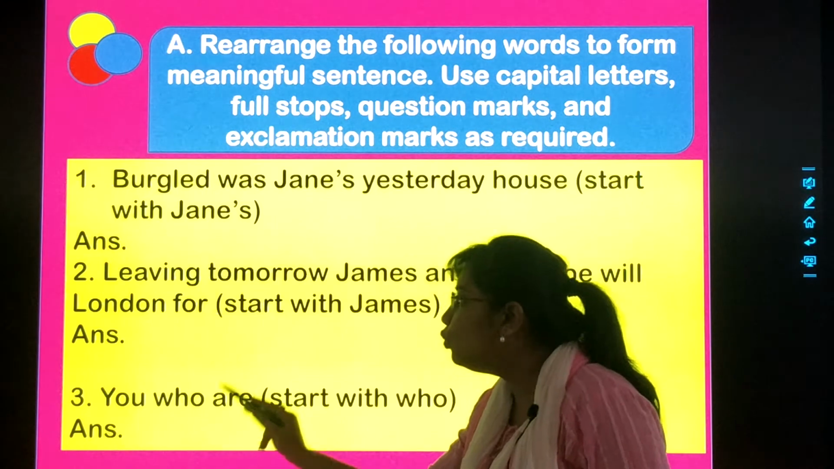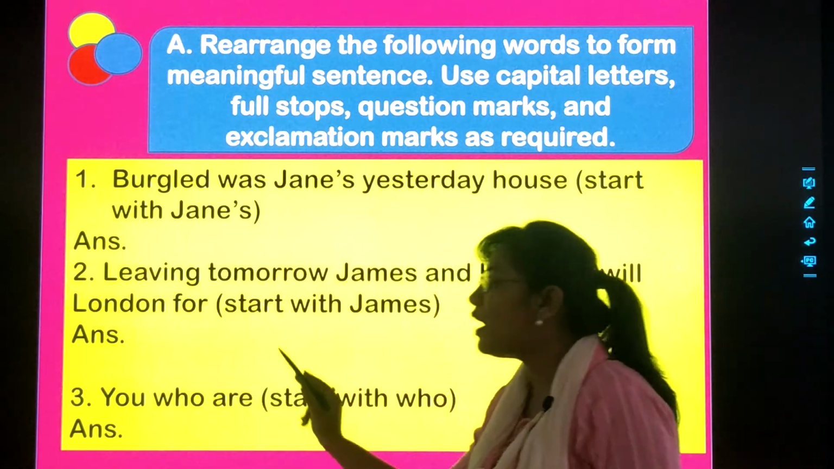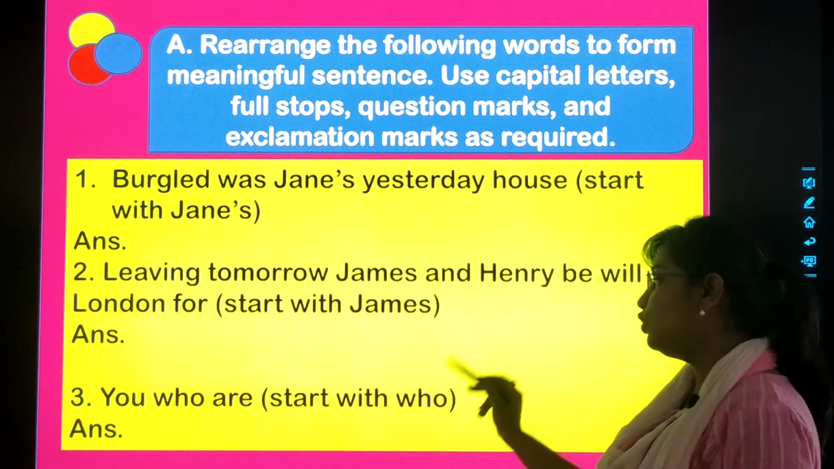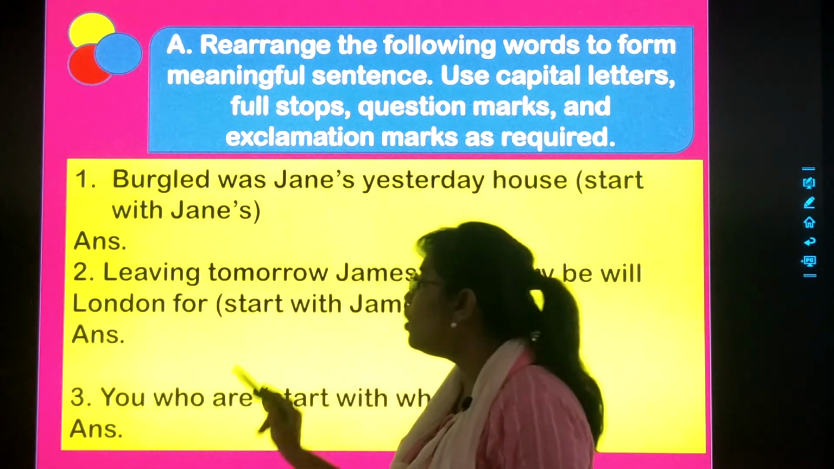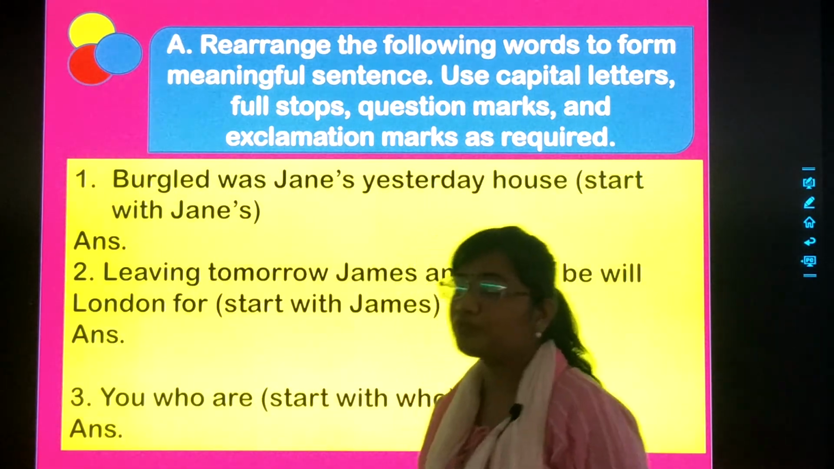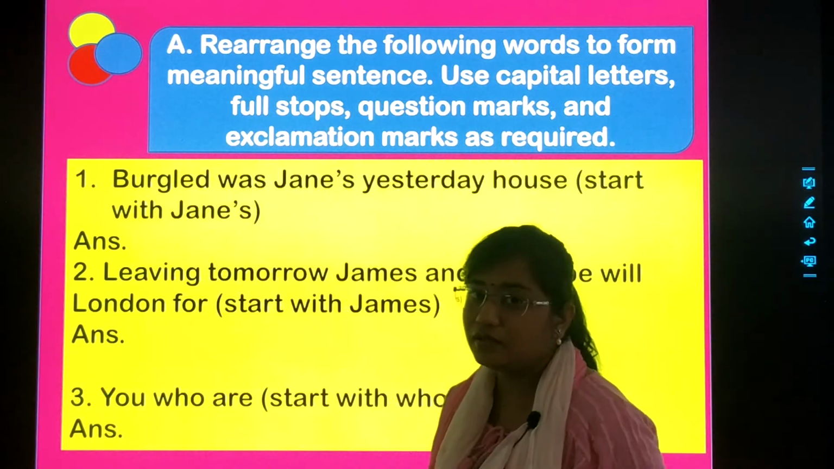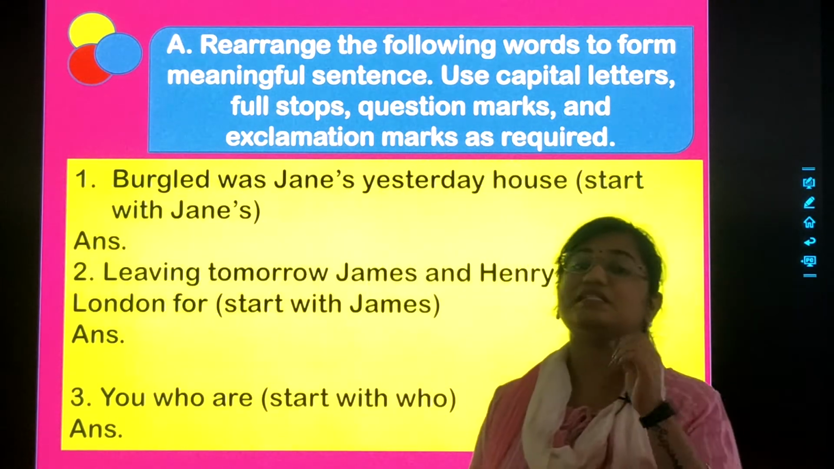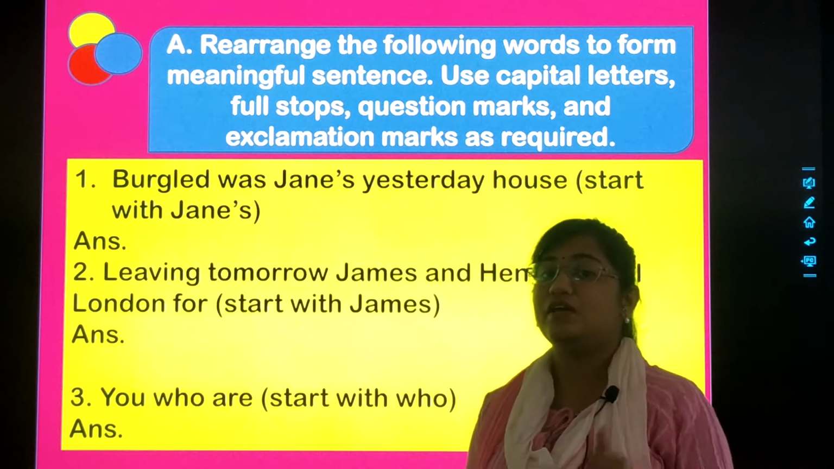Third, you who are. We need to start the sentence with who. So, it will form as who are you? Who are you? Is it clear? So, we arranged these sentences in a systematic order and it is making a complete sense, right?